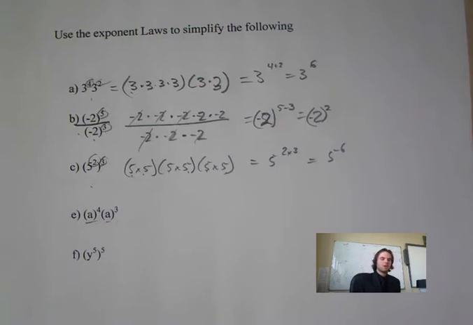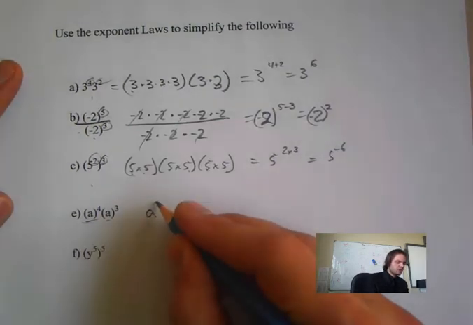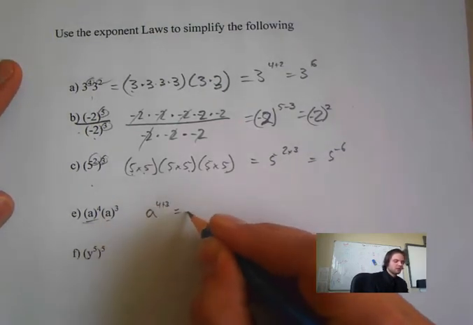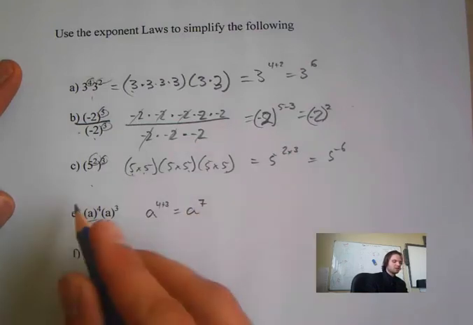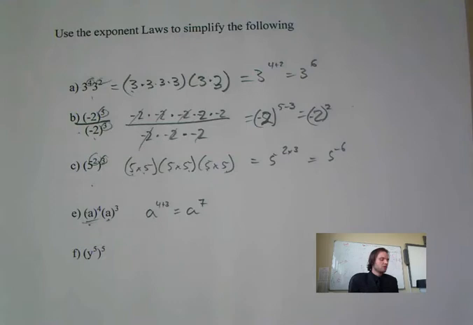Now my last one here, or second last one, we have again the product law. Okay? But we have a complication. We have variables. So that's just going to be a to the 4 plus 3, which gives me a to the 7. Because anytime we multiply, they're the same bases, and we multiply them together, we just add the exponents.